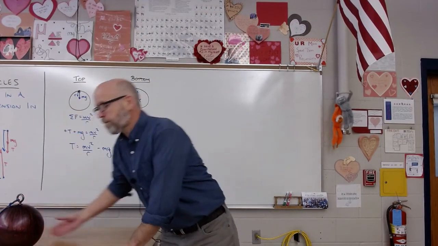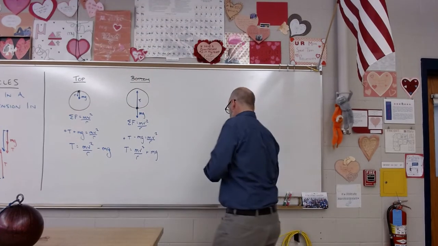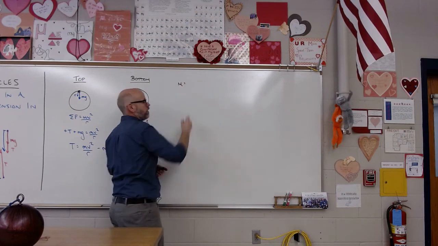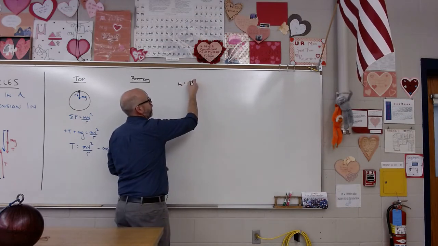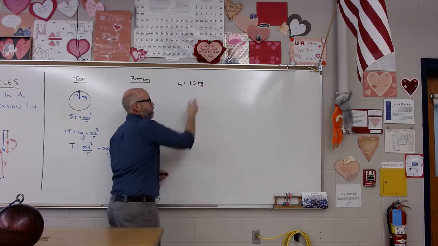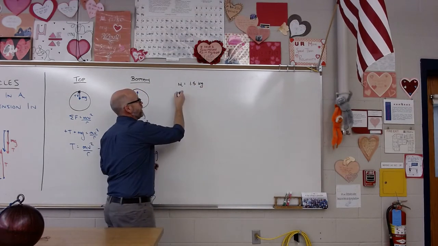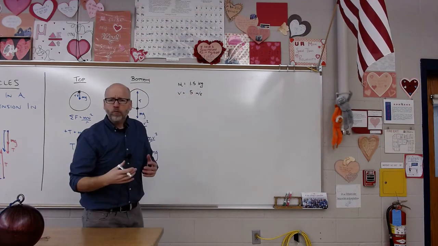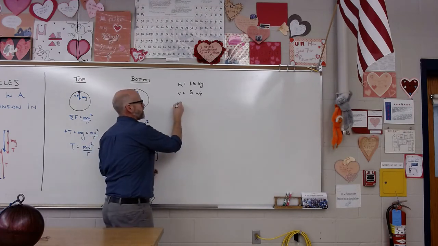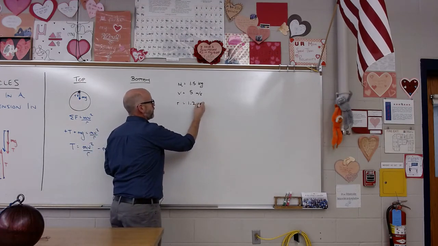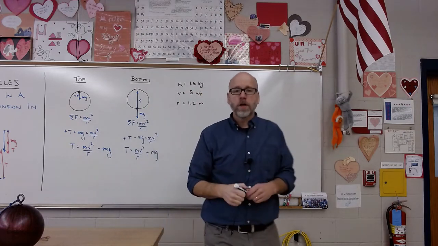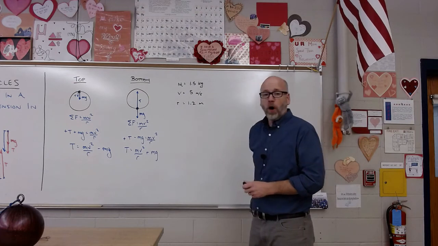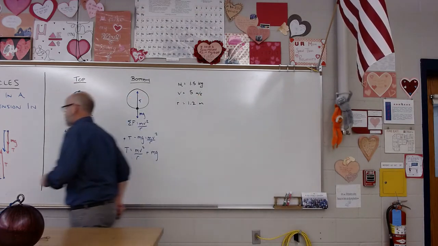So in this problem, I'm going to say that I have a bowling ball. Write this down. Here we go. Let's say that the mass of that ball is going to be equal to 1.5 kilograms. Let's say that the speed, I was able to keep it constant at 5 meters per second. And the radius, when I did this earlier, I measured it out, and I got 1.2 meters long. So the question is, what is the tension at the top and bottom of the swing? Go ahead, write that down.